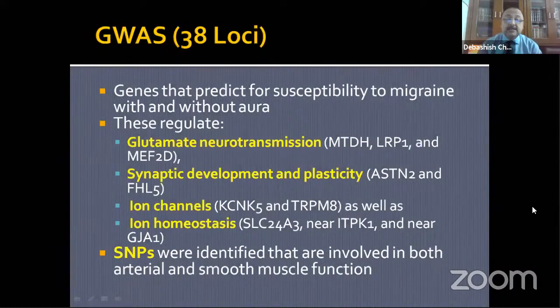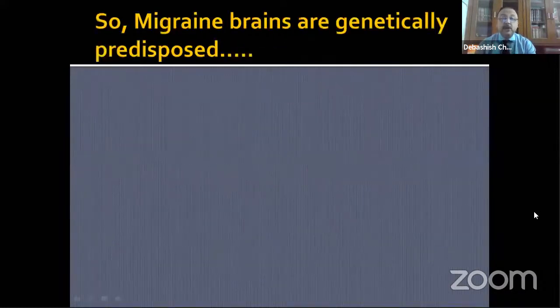leading this brain to become hyperexcitable. Now, there are genome-wide studies in migraine also, and we have so far identified about 40 loci. What I have found in those loci is that they again basically show glutamate neurotransmitter, synaptic development, plasticity, ion channels, ion homeostasis, suggesting thereby that the defect lies in causing this brain to be hypersensitive, to be more responsive to the external stimuli, as we have discussed above. So because of this, we expect that the migraine brains are genetically predisposed.